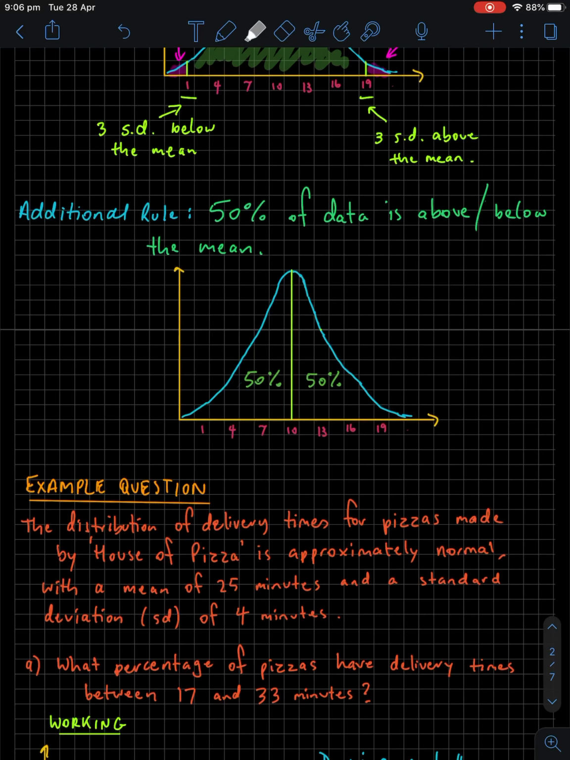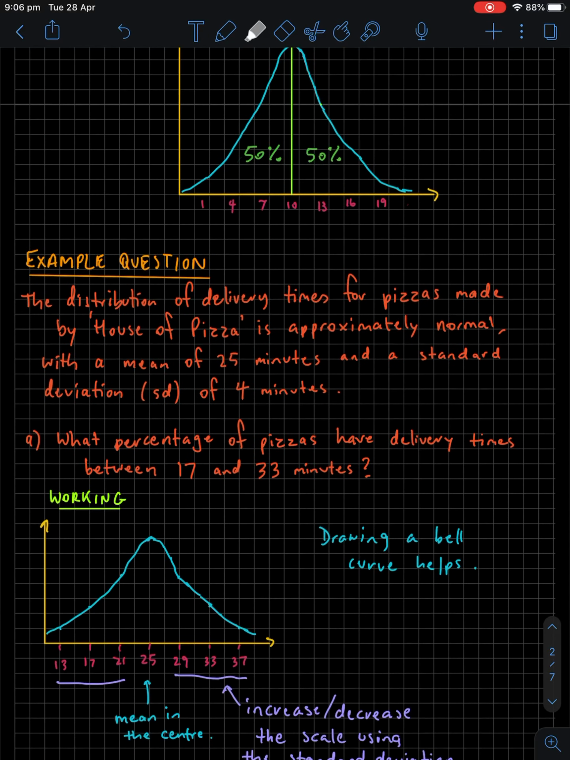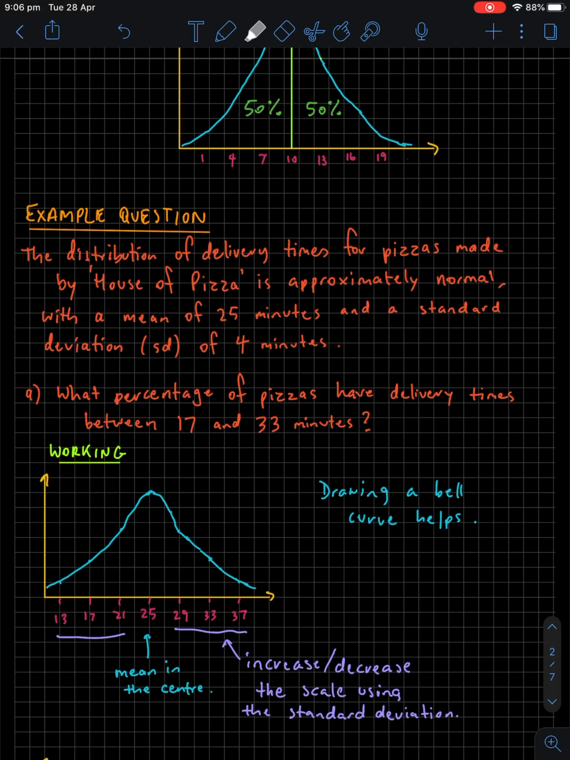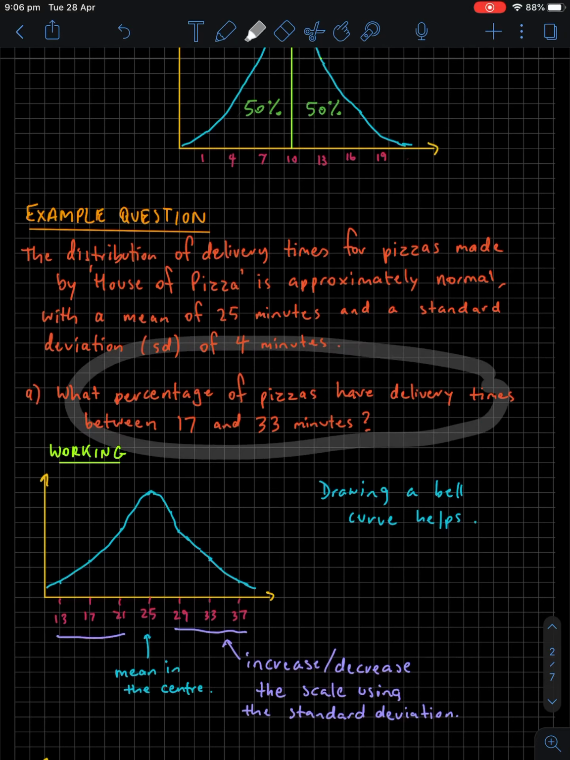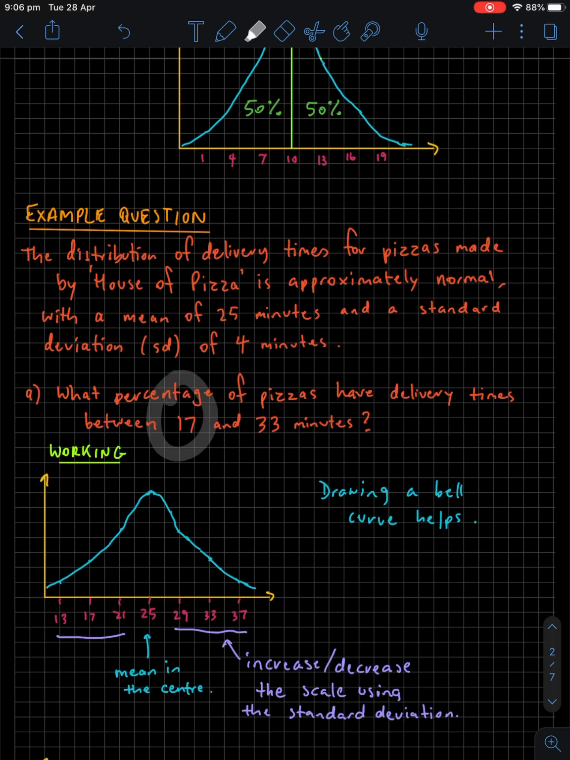Okay, so let's apply some of these rules to a more practical sort of question. Okay, so the distribution of delivery times for pizzas made by House of Pizza, some sort of pizza business, is approximately normal. And it has a mean of 25 minutes and a standard deviation of 4 minutes. So, first question is what percentage of pizzas have delivery times between 17 minutes and 33 minutes?